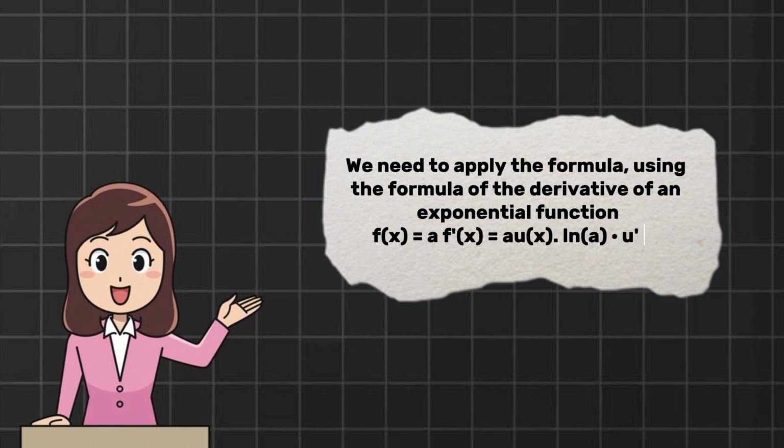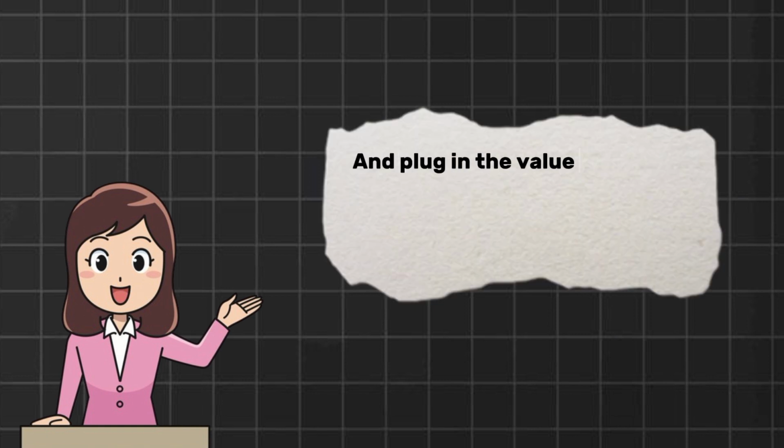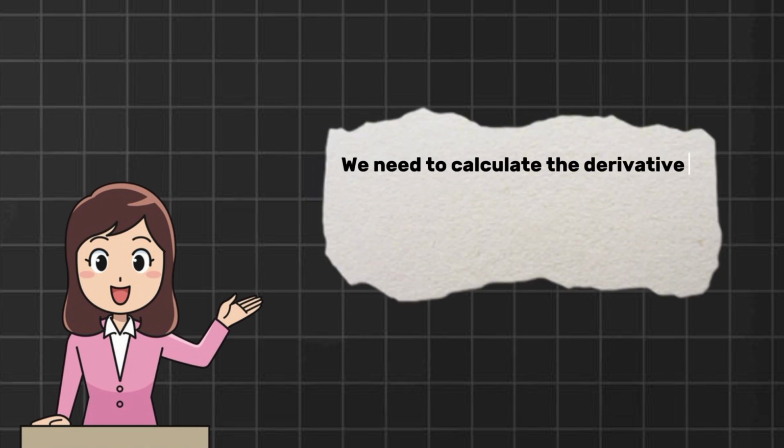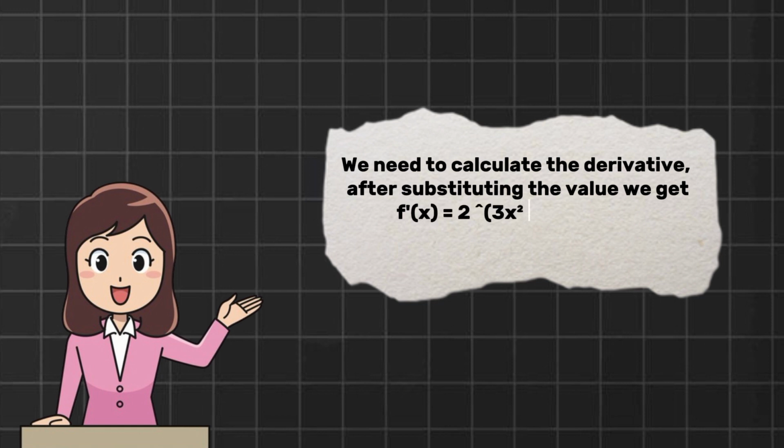Using the formula for the derivative of an exponential function, f prime of x equals a raised to u of x times ln of a times u prime of x. We then plug in the values we found, which are a equals 2 and u prime of x equals 6x. The fifth step is to calculate the derivative. After substituting the values, we get f prime of x equals 6x multiplied by 2 raised to 3x raised to 2 multiplied by ln of 2.